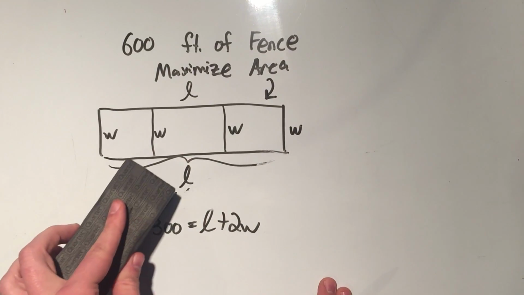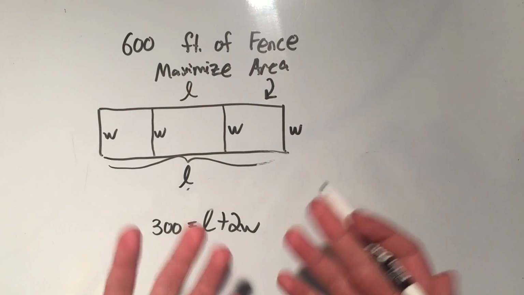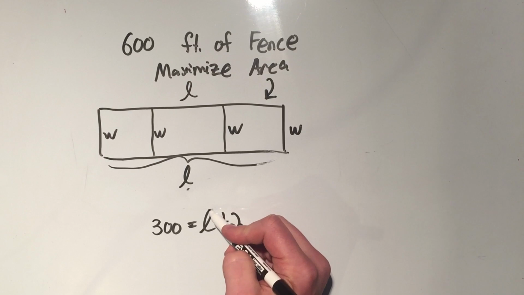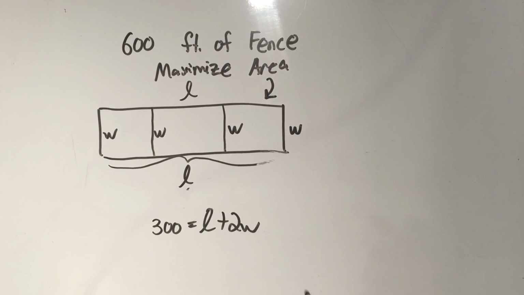Your constraint is the number that you're given. So I only have 600 feet of fence. I'm constrained. I can't go out and buy more fence. That's all I've got to work with. Maybe he's not a wealthy farmer. I don't know. I want to maximize the area.